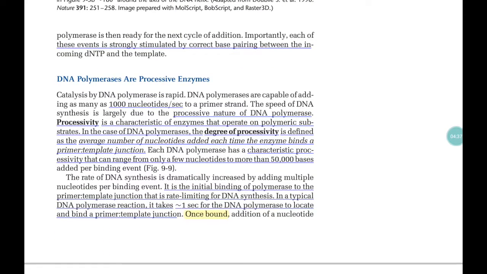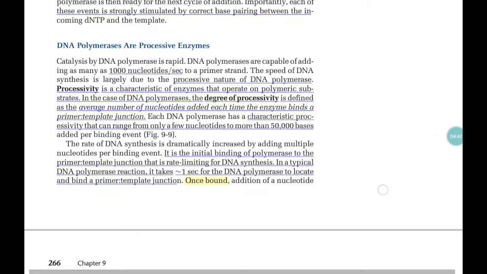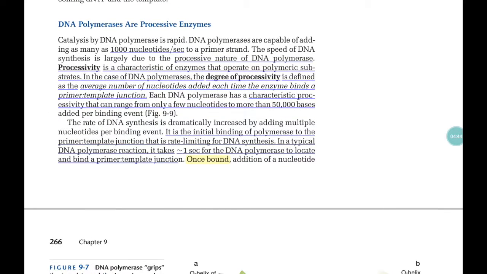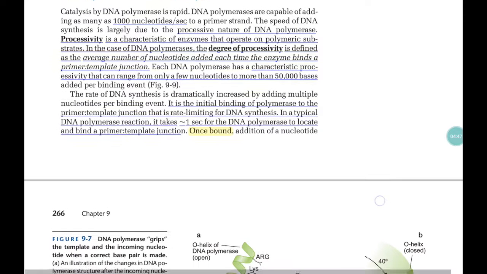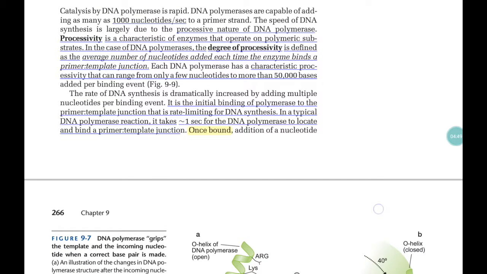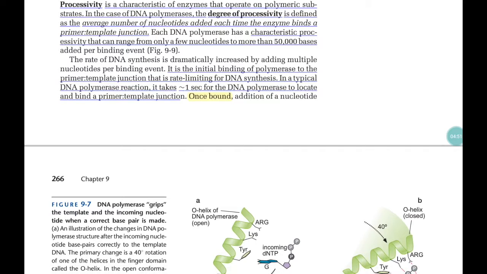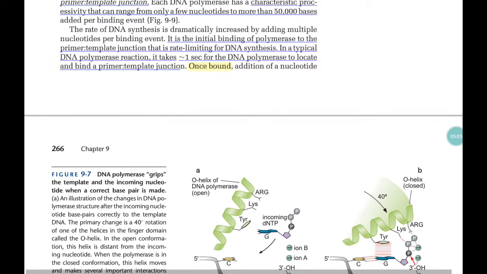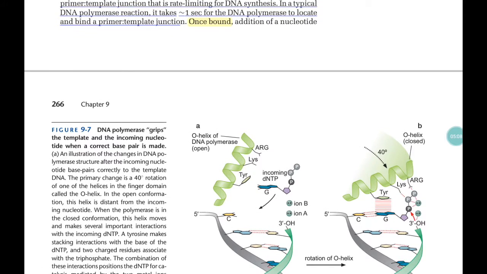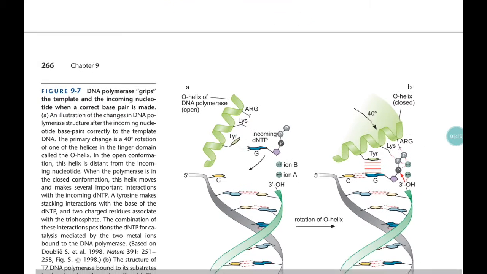DNA polymerases are processive enzymes, adding many nucleotides per second. This is the processive nature of DNA polymerase, processivity. The initial binding of the polymerase to the primer-template junction is rate limiting for DNA synthesis, as it consumes more time than the replication of the entire DNA molecule. Once bound, nucleotide addition becomes rapid and fast.